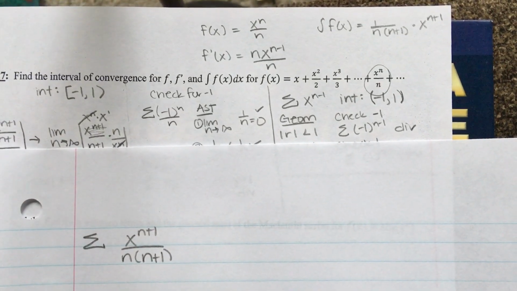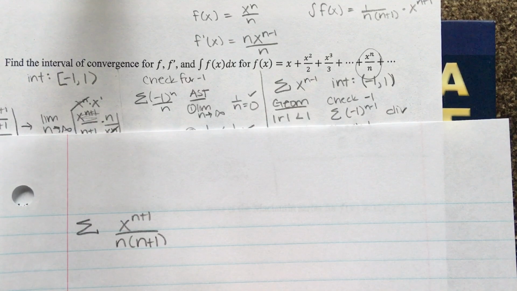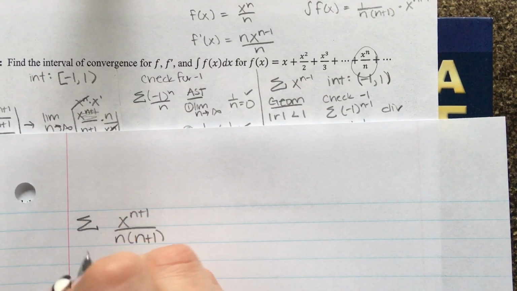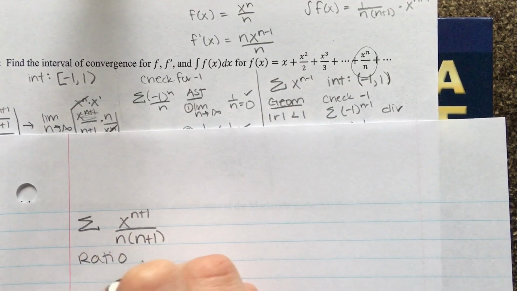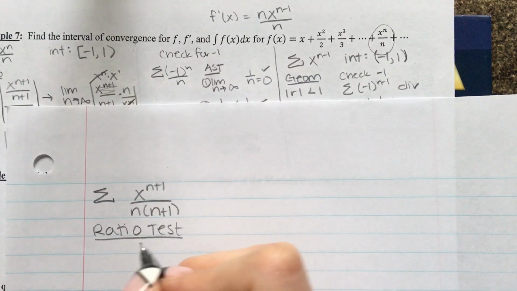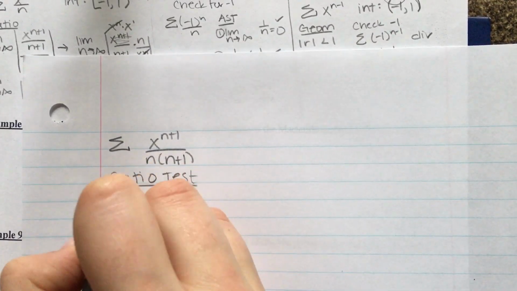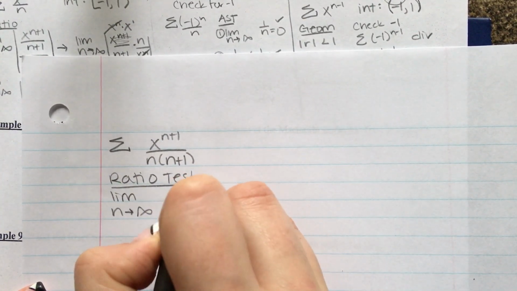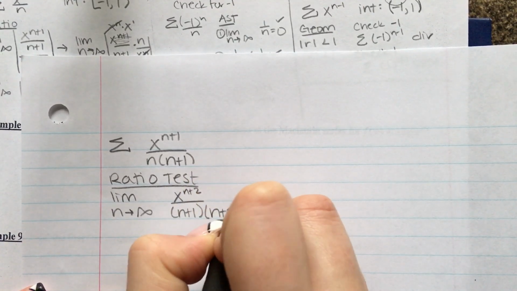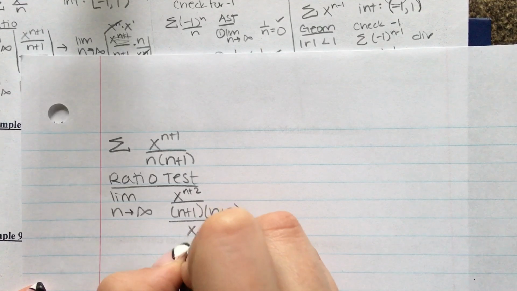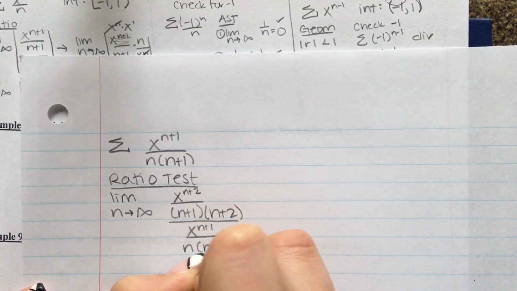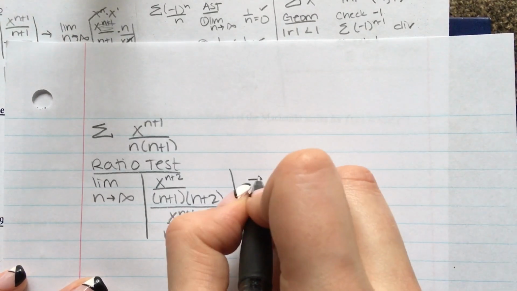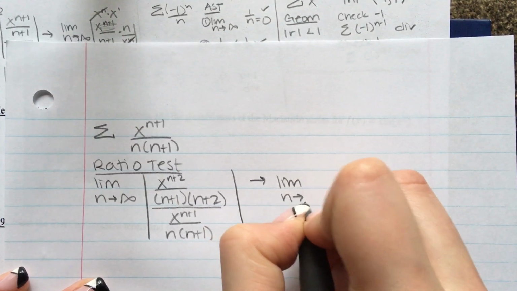So again, on this one, the center is 0. I can see that because there's nothing in the parentheses with that one. And so now I just need to find my interval. So I've got the ratio test. So the limit as n goes to infinity of x^(n+2) over (n+1)(n+2), and then x^(n+1) over n(n+1). And I'm going to multiply by that reciprocal.